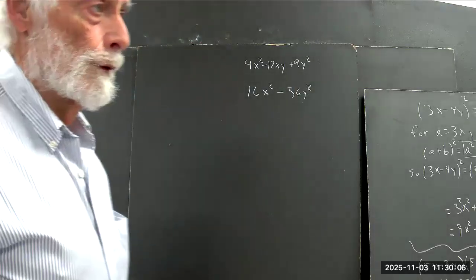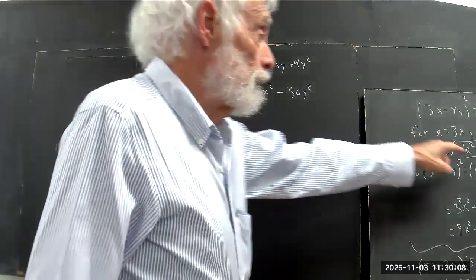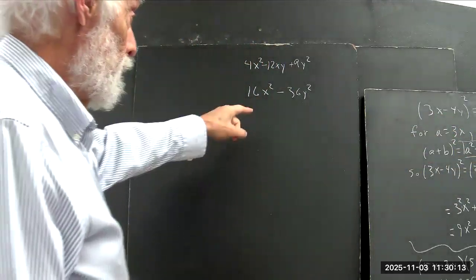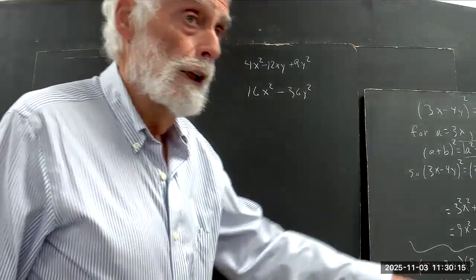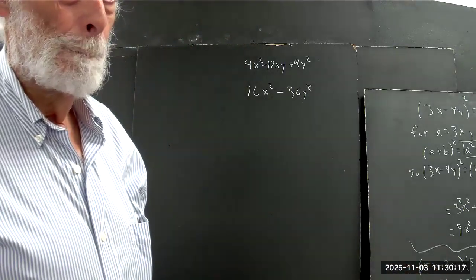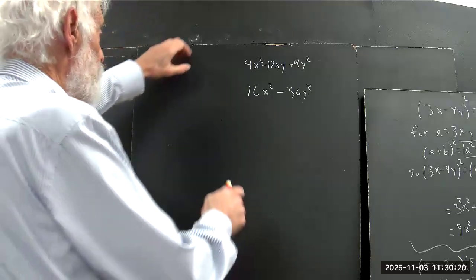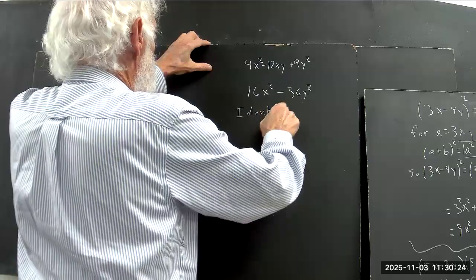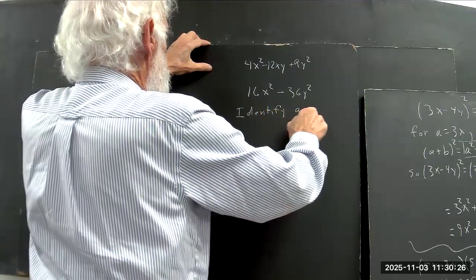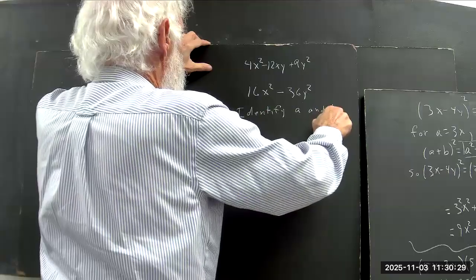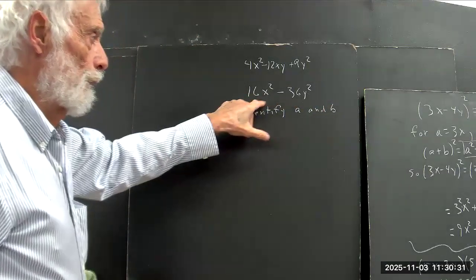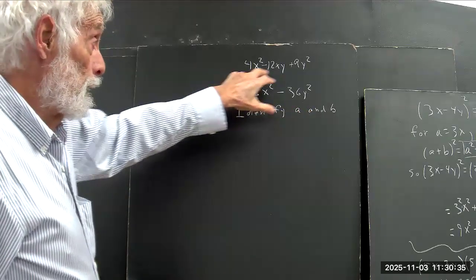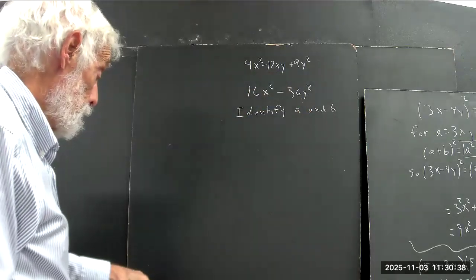I'll give you a hint for the start. This is of the first form. Can you identify A and B? This is the second form. Can you identify A and B? It'll be easiest with this one, but once you've seen what A and B are here, it'll be pretty easy to identify it up here too.